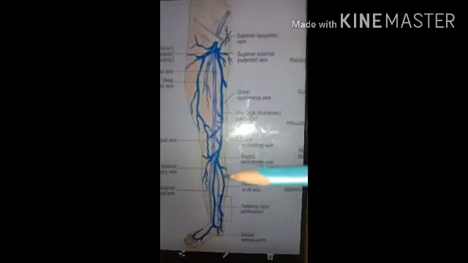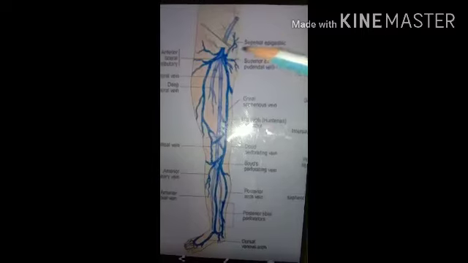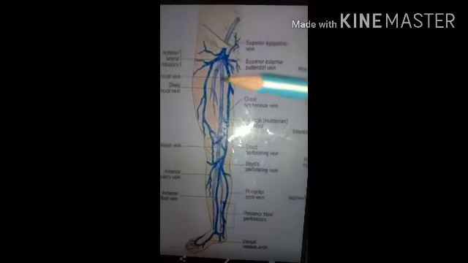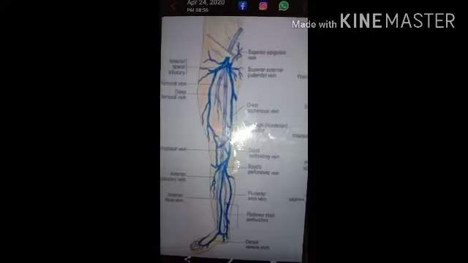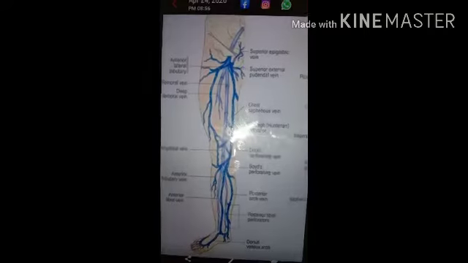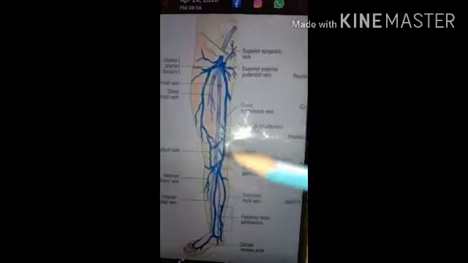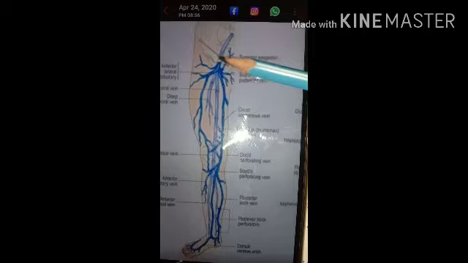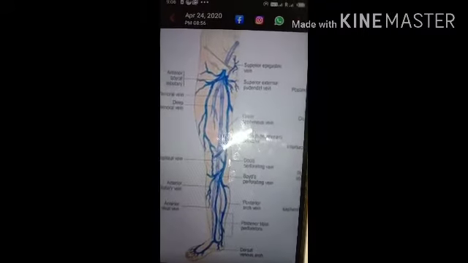Here in this diagram you can see the venous drainage of the lower limb. The dark colored veins are the superficial venous drainage, and the light colored ones are the deep veins. The superficial veins include the small saphenous vein and the great saphenous vein. The deep veins include the anterior and posterior tibial veins, then the peroneal vein, then the popliteal vein, then the femoral vein, which drains into the external iliac vein. So let's see the details of these veins.